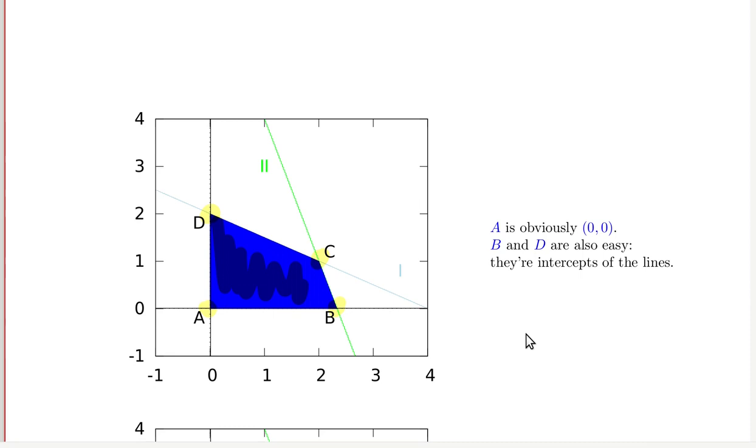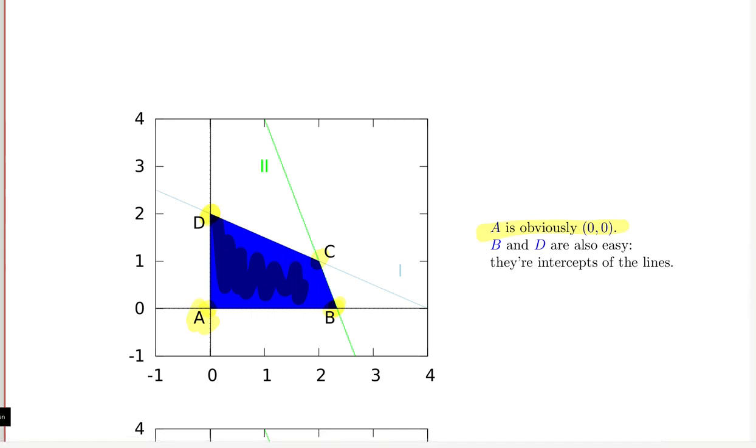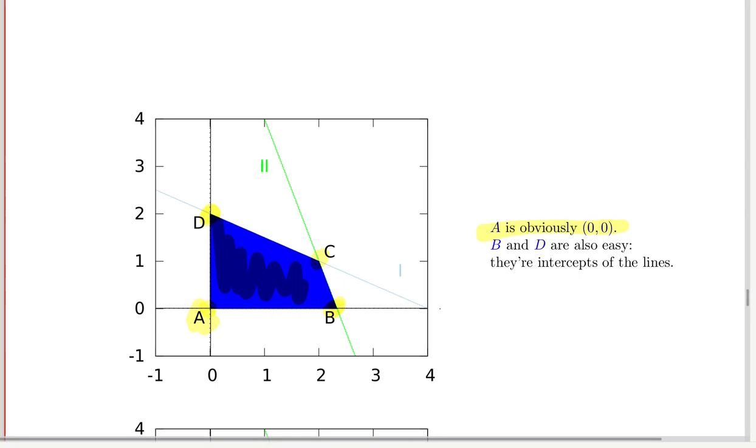So for example, well, first of all, there's obviously an easy one here. A is obviously the point 0, 0, right? B and D are also pretty simple because B and D are just the intercepts of the two lines we already considered earlier, right? So D, for example, is the intercept of the first line. So this line here was the line x plus 2y equals 4. So D is the y-intercept of that line.